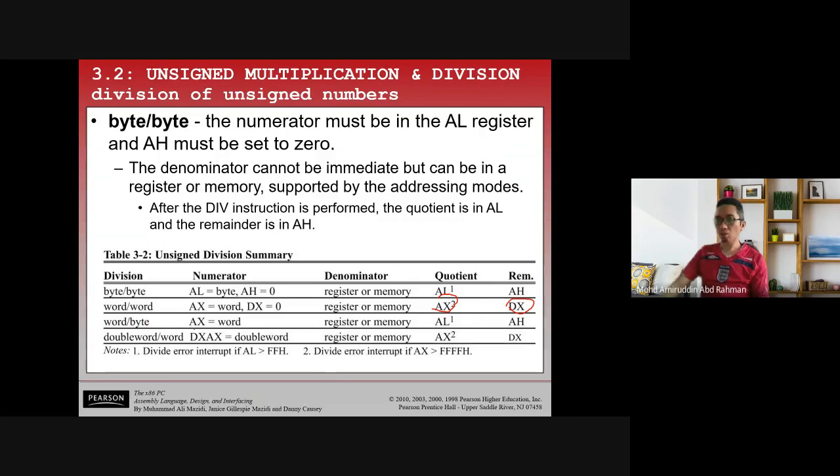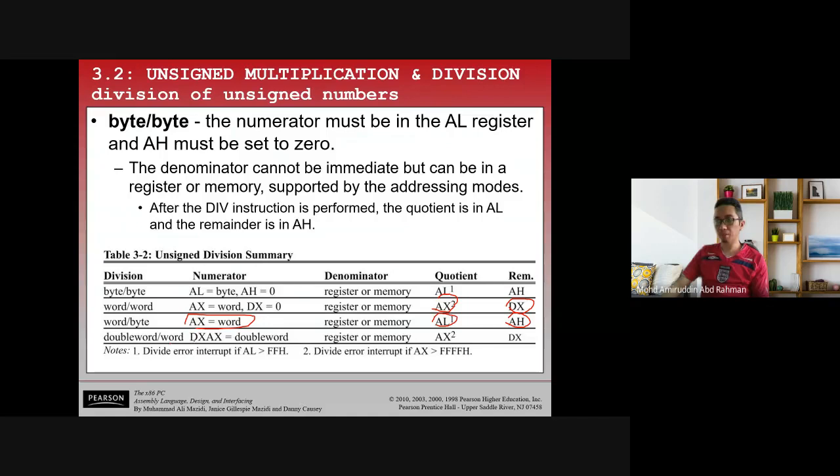Then we have word over byte. AX is word, so of course, when it's word over byte, we usually just get byte. So we just get byte, so we use the smaller registers, which are AL and AH.